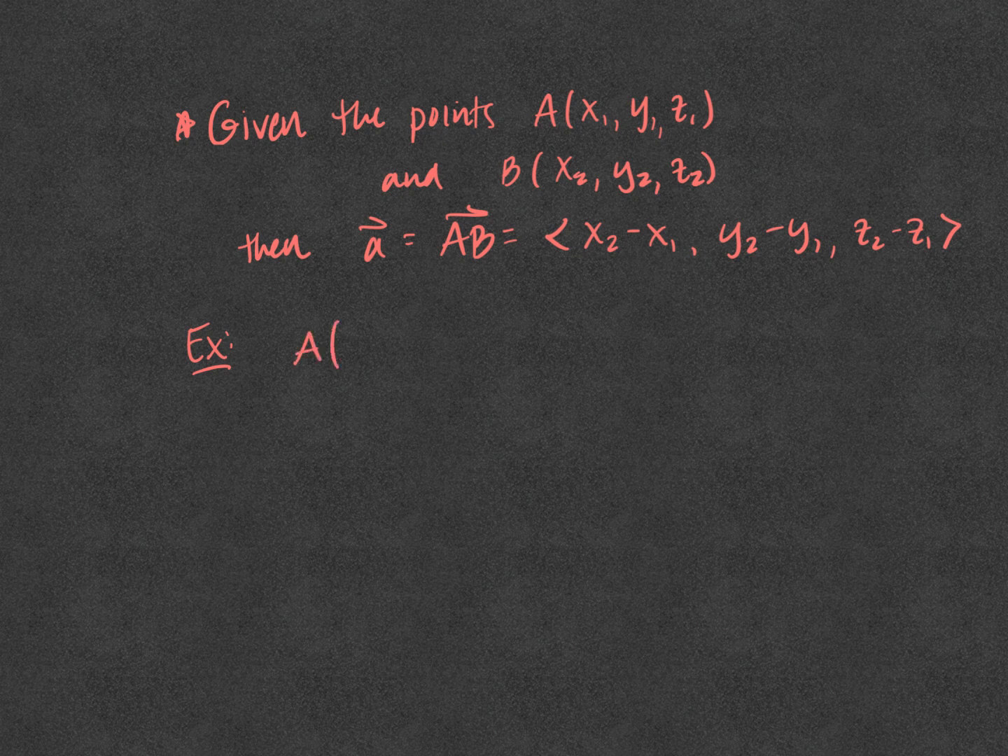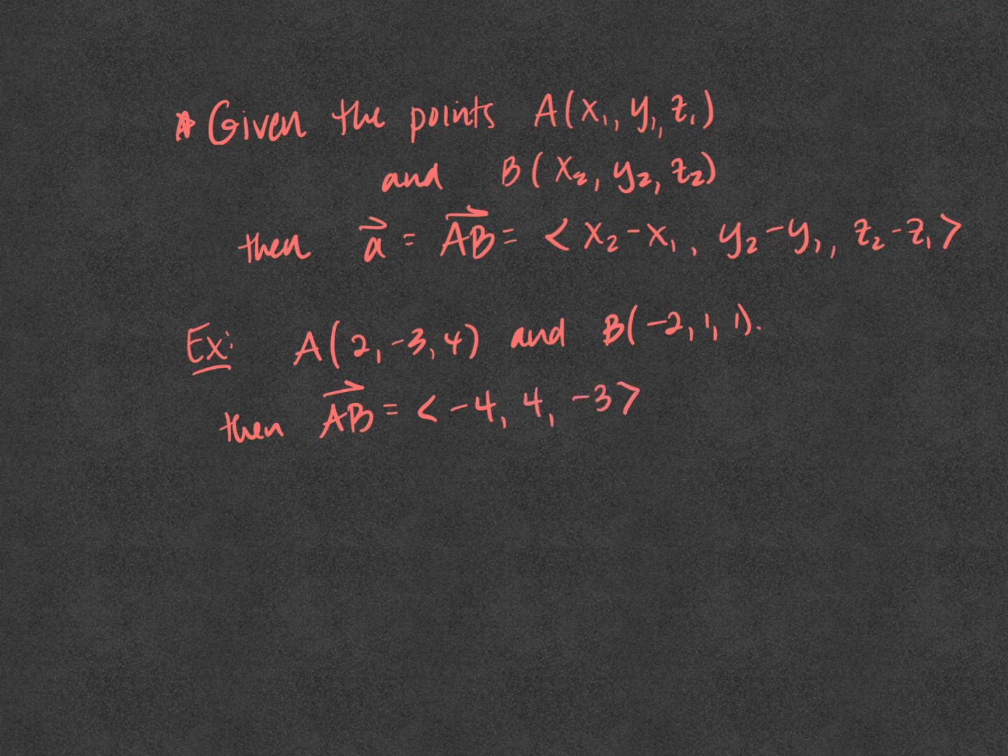So example, consider that A is the point (2, -3, 4), and B is the point (-2, 1, 1). Then we can talk about vector AB. That means it starts at A and ends at B. And that would be negative 2 minus 2, which is negative 4. 1 minus negative 3 makes it positive 4, and 1 minus 4 is negative 3. So vector AB would be ⟨-4, 4, -3⟩.